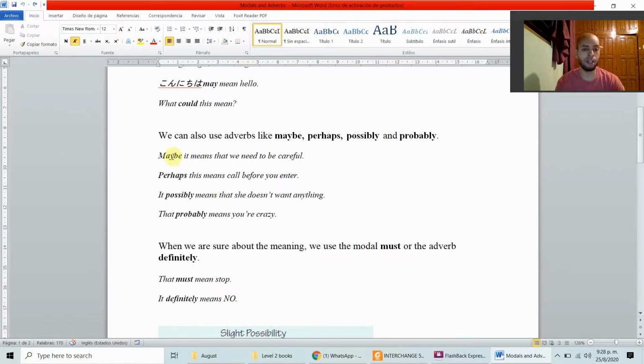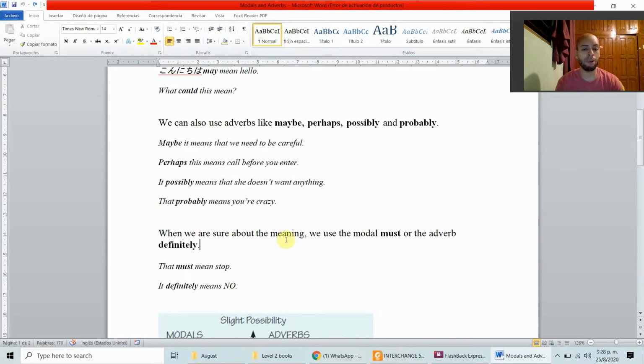And take a look at maybe and perhaps. We have to use maybe and perhaps at the beginning of the sentence. See? Maybe it. And here we use possibly after the subject.